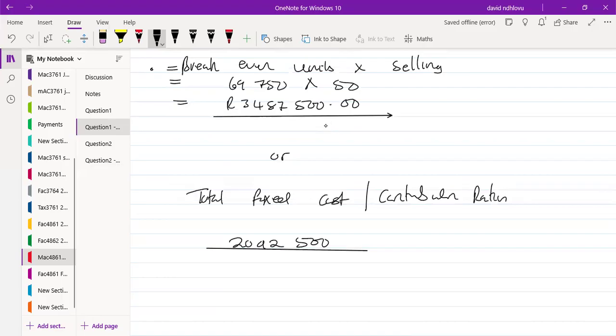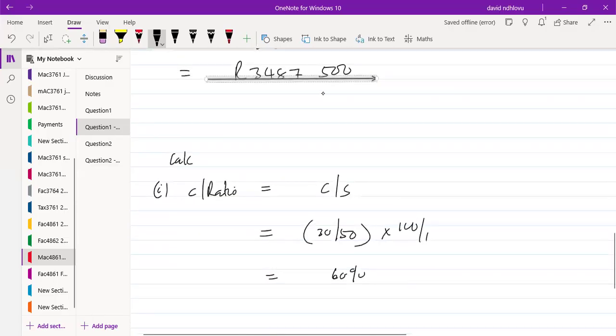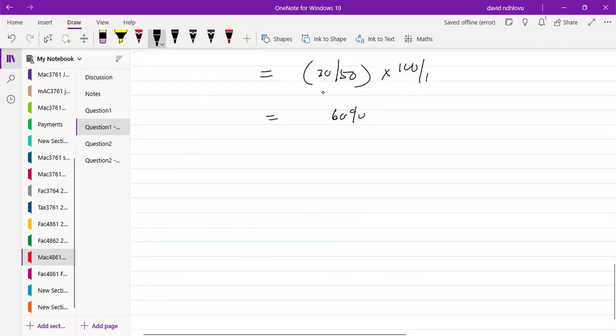So you just divide here by 0.60. 2,092,500 divided by 0.6 will give you 3,487,500. So this will be your rand value in order to break even. Any questions, good people? Are we clear? Yes. Right, let's go to the margin of safety.